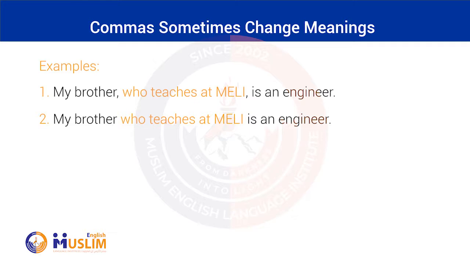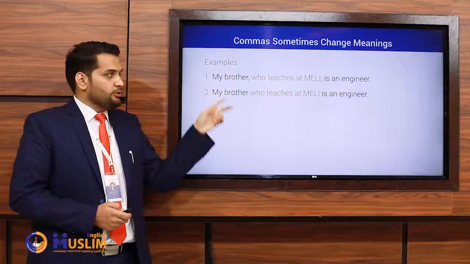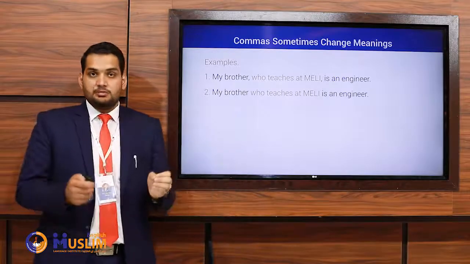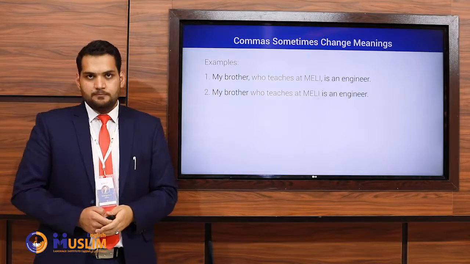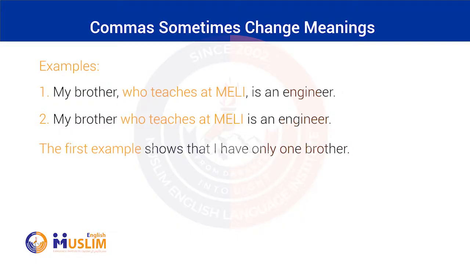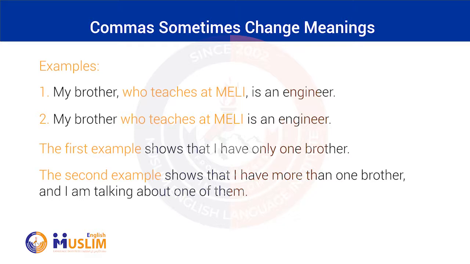Here, we don't have commas. Both of these sentences are correct, but there is a big difference in their meaning. The first example shows that I have only one brother. But the second example shows that I have more than one brother, and I'm talking about one of them.